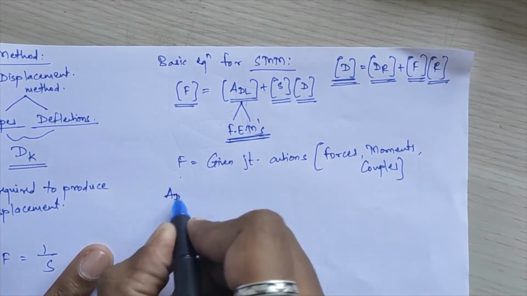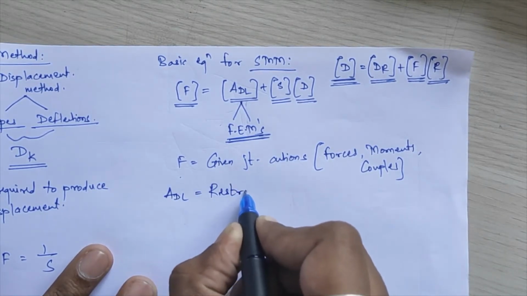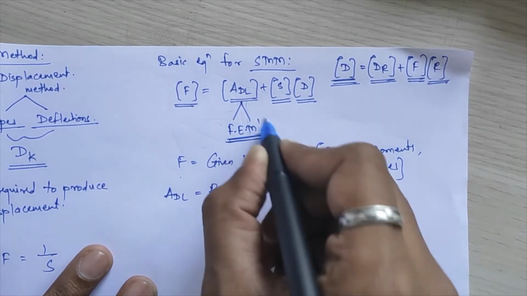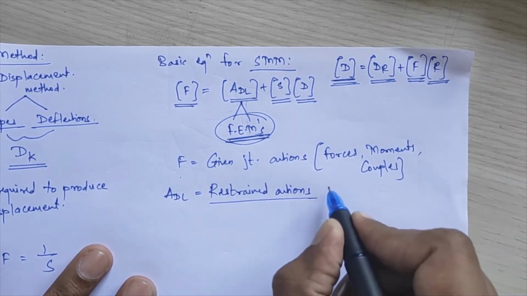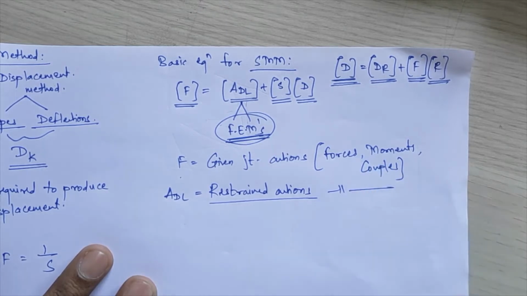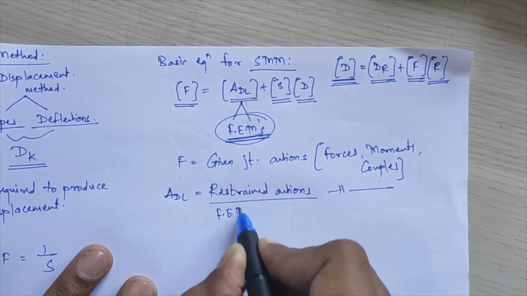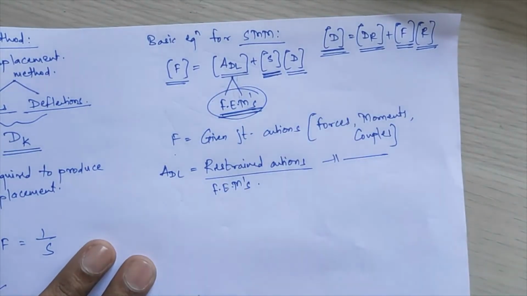Next, ADL is what? Those are the restrained actions. Restrained action means what? You have to calculate the friction moments here, right? For that we need to restrain the joints over there. You have to fix all the joints. So restrained action, same moment, forces and couples, whatever you will get, you have to calculate the friction moments for this. Okay, next S, that is the stiffness matrix.